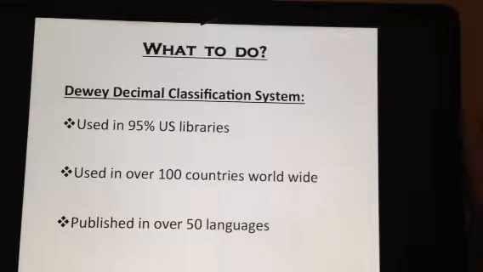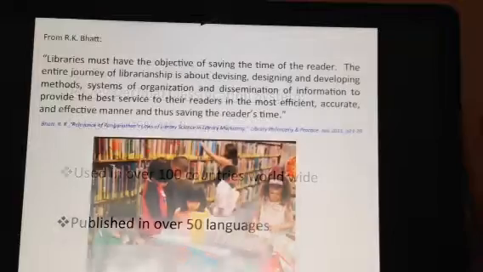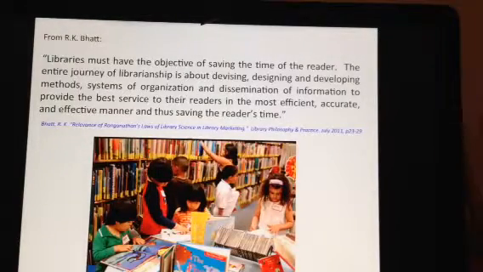The biggest proponent of the Dewey is that it's universal. It's used in 95% of U.S. libraries. Over 100 countries worldwide use the Dewey Decimal System, and it's published in over 50 languages. When you have something like this, you know you can go anywhere and find what you need. The libraries that we talked about are all doing something different.